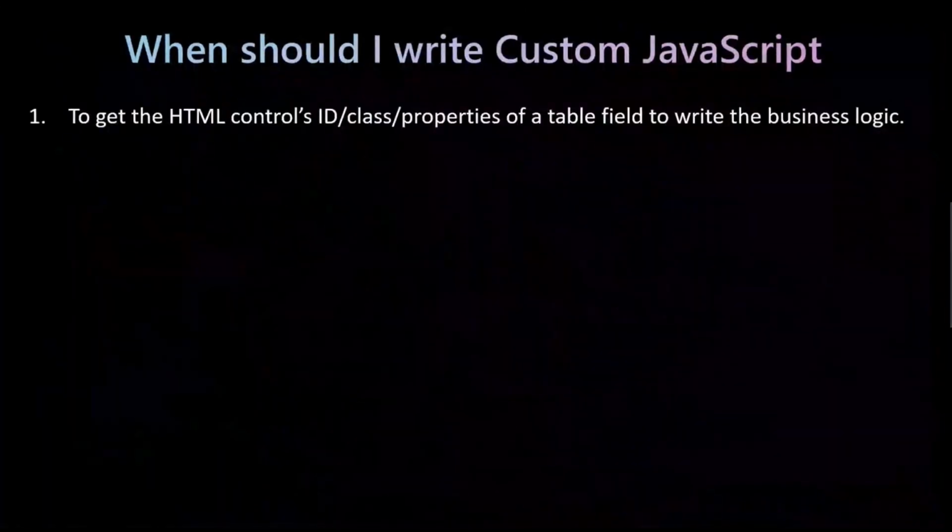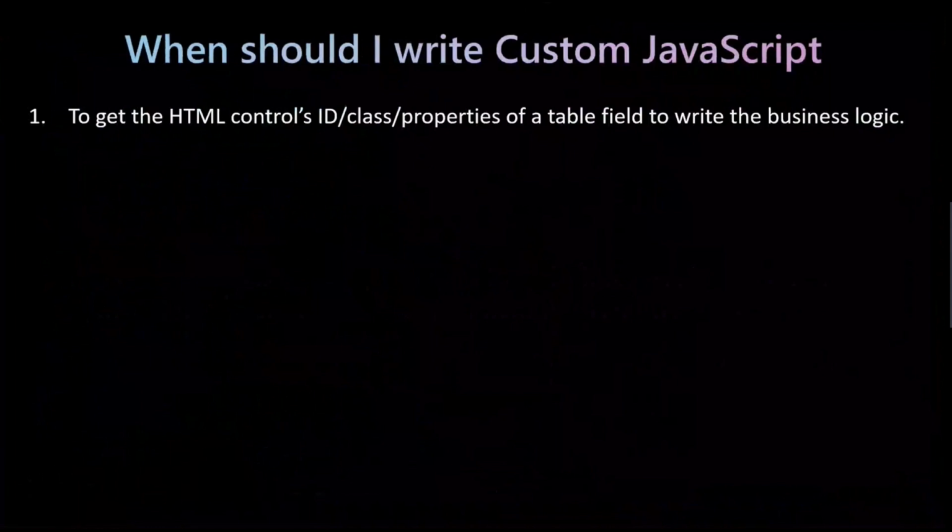When should I write the custom JavaScript? There are a lot of business use cases or requirements where you need to write custom JavaScript to extend the portal capabilities. The first requirement is to get the HTML control ID, because whatever forms, views, or controls of the Dataverse we are reusing on the portal pages are basically rendered in the form of HTML, right?